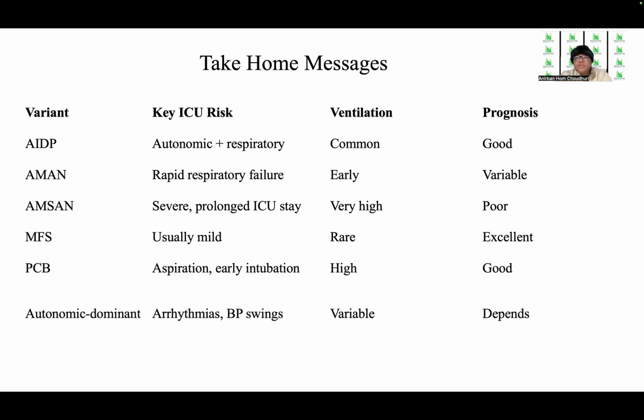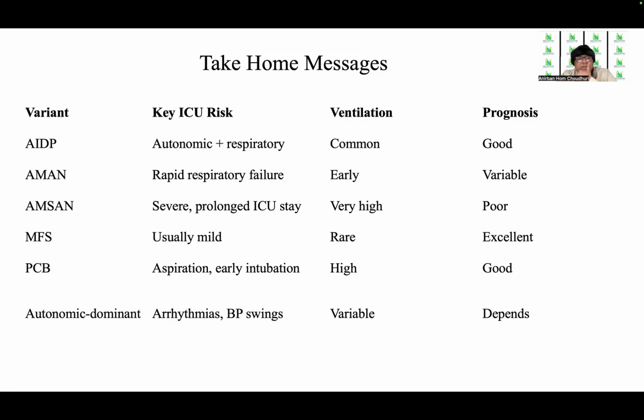So my take home message would be that when the variant is AIDP, the key ICU risk factor is both autonomic and respiratory. Here ventilation is commonly required, but the prognosis is good. In AMAN, the key ICU risk factor is rapid respiratory failure because of motor paralysis. Here the ventilation requirement is early, and the prognosis is variable. In AMSAN, the key ICU risk factor is severe as well as prolonged ICU stay. The risk of ventilation is very high and the prognosis is poor.